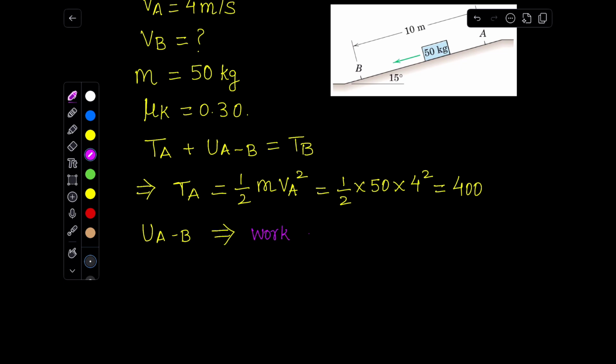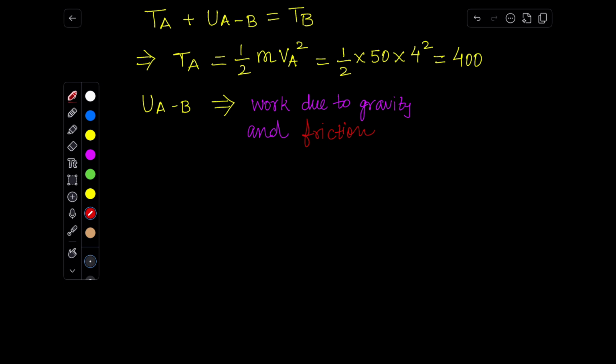So we will look at what feasible works are available here. We can see that the mass is moving in the downward direction, so there is work due to gravity. And as per the problem, this path has friction, so there is some work associated with the friction. And as you know, friction works against the direction of the motion. So here I will categorize the two works.